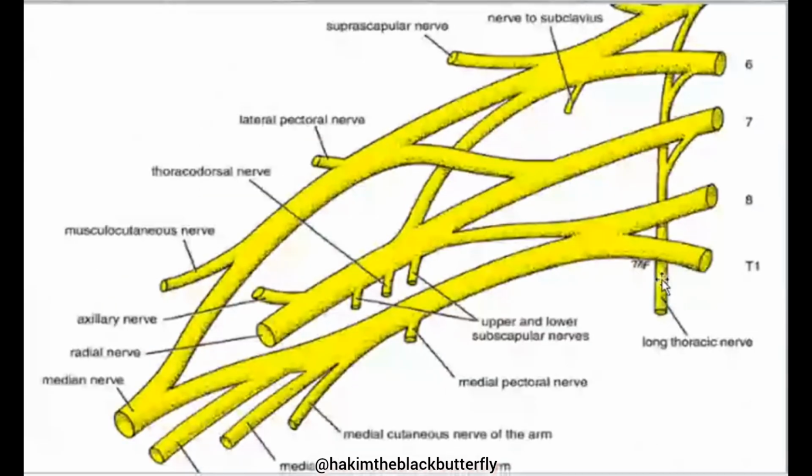This nerve, which is originating from the roots, is known as the long thoracic nerve, originating from C5, C6, and C7. It's known as the long thoracic nerve. And we are going to see that this nerve supplies a muscle of the pectoral region known as the serratus anterior.